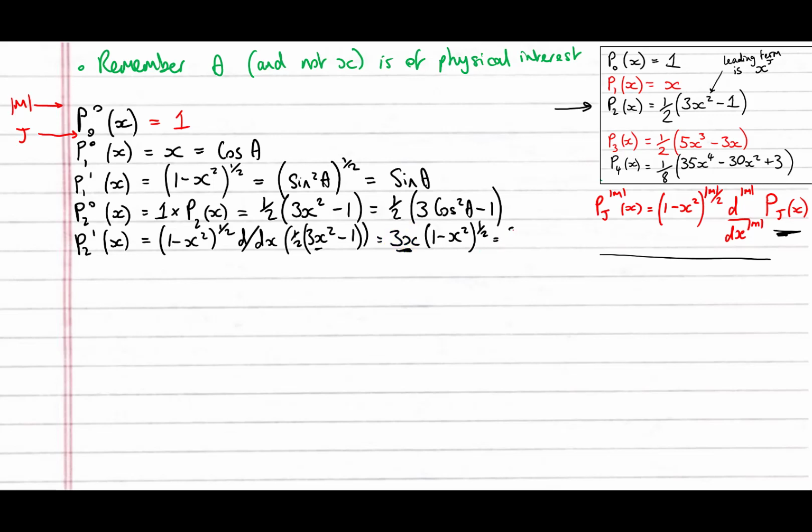Again, using our trigonometric identities, I won't put them all in here. We get 3 cosine theta sine theta. Okay, so we're running out a little bit of room in here. These are getting a little more complicated.